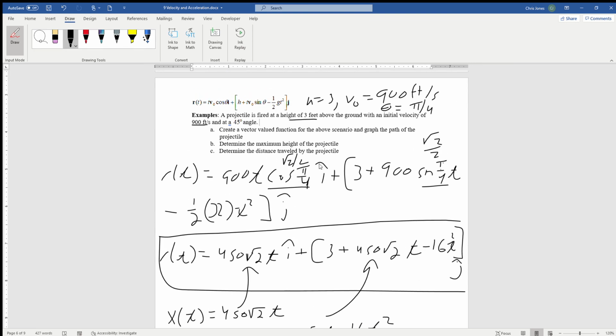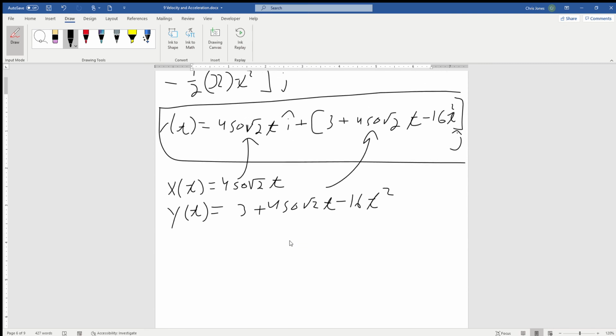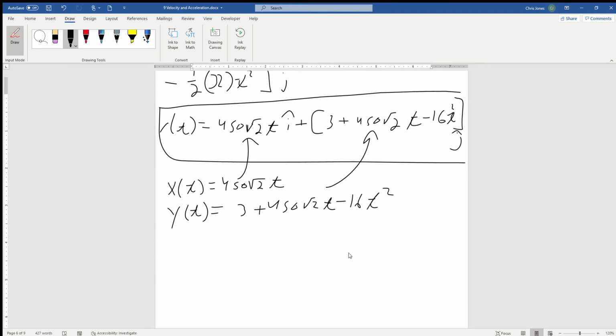All right, so now we're asked to determine the maximum height of the projectile. And that's pretty easy. The maximum height is just found by the derivative. So we're going to find the derivative, and then that's going to tell us what the optimal time is, and then we're going to substitute that time back into the original y function.